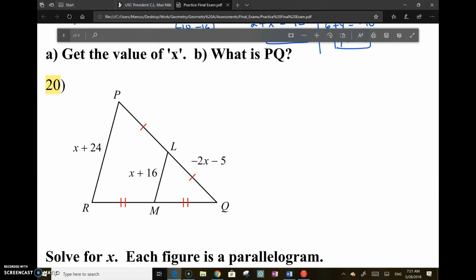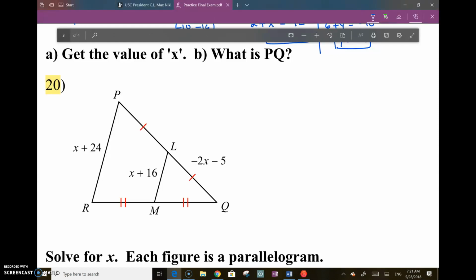Over here, we have to get the value of x, and then we also need to get the length of PQ. Now, this question is good because we have to apply different principles here. First of all, we need to know what we're looking at. And what we're looking at is a triangle with some red markings here. I just want to walk you through what these mean.